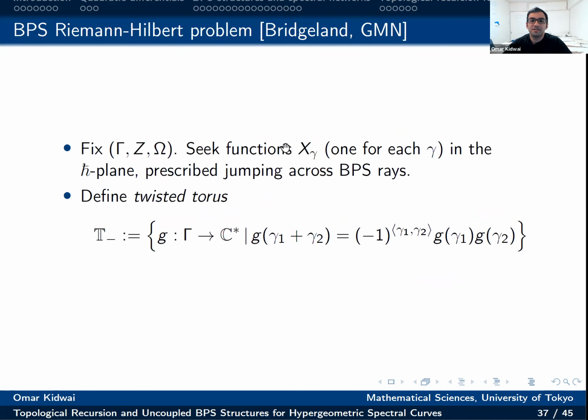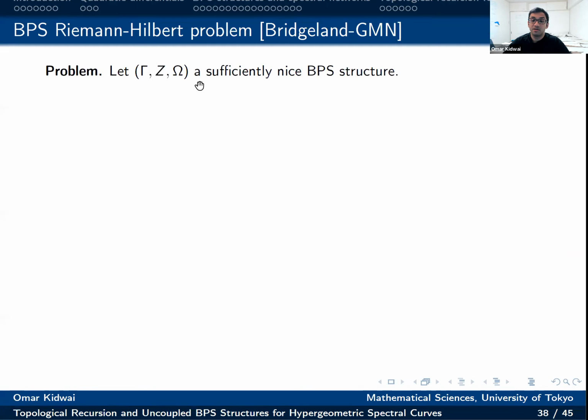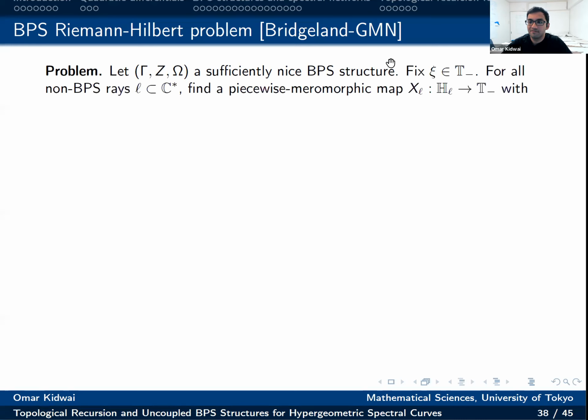Okay, so the Riemann-Hilbert problem. There are many applications of this, but Bridgeland and Gaiotto-Moore-Neitzke defined a Riemann-Hilbert problem associated to a BPS structure. This involves seeking functions of ħ, one for each point in the lattice, and I'm going to prescribe their jumping across the BPS rays. To do this, first I define something called the twisted torus. It's just maps, not quite homomorphisms, but twisted homomorphisms, twisted by -1 to the pairing, from the lattice into C star. If I have a nice enough BPS structure, I fix such a point.